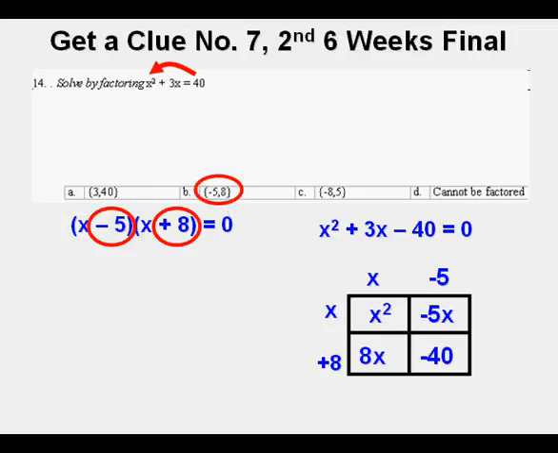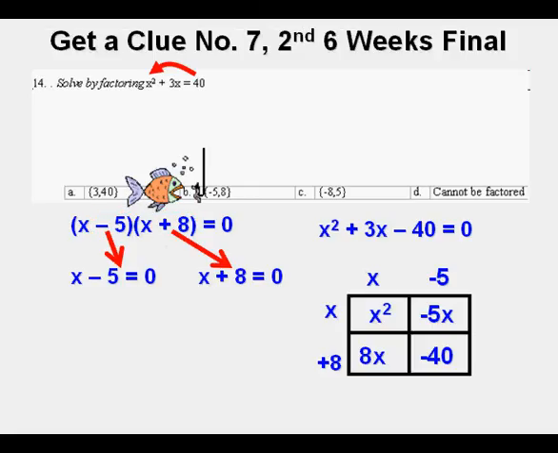And are the answers negative 5 and 8 like in choice B? You have to be especially careful when solving by factoring. The test writer is setting you up with this answer choice. You break the two factors into two equations. Solving for each equation, you have x equals 5 and x equals negative 8, which is answer C.